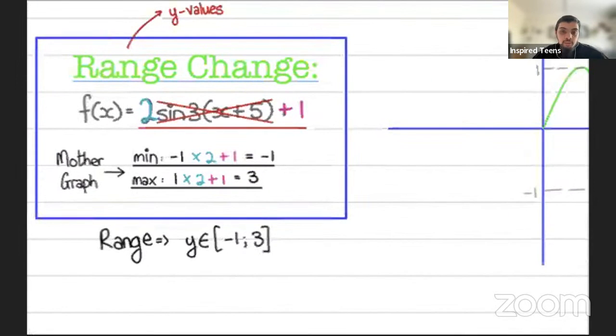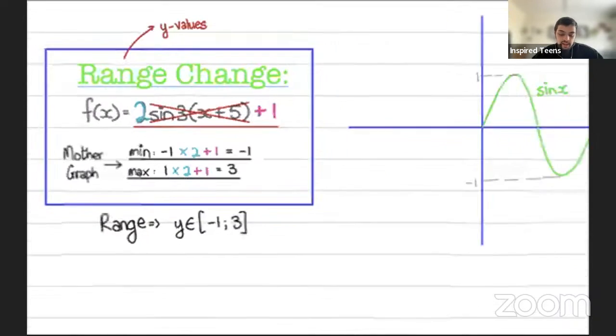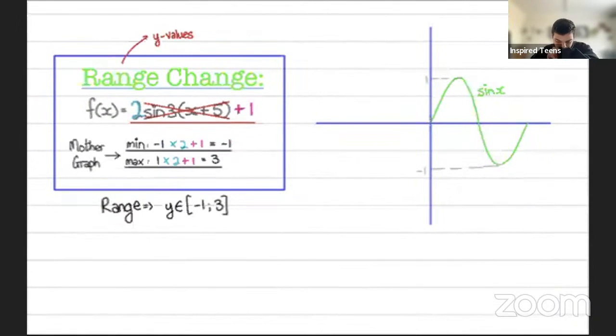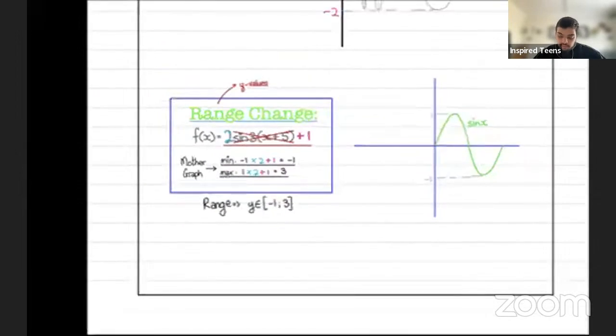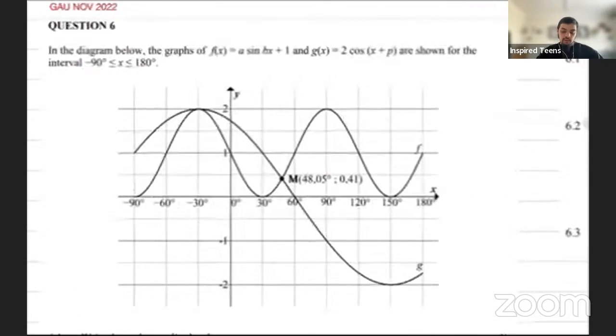And again, remember, we don't really deal with domain, we deal with period. The way you get the period is you say 360 divided by 3, and that gives you the period of your particular graph. You divide by the coefficient of the angle. So that's how we make a range change. Really simple. Let's move on and do some questions.